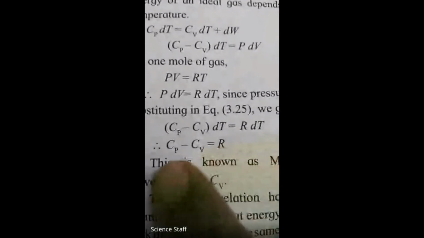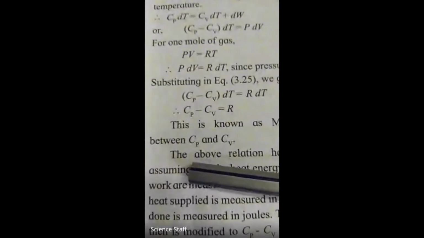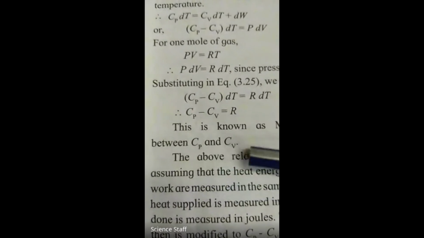Since pressure is constant, that's why (Cp minus Cv) dT equals R dT. Finally, we got Cp minus Cv equals R. This is known as Mayer's relation between Cp and Cv.